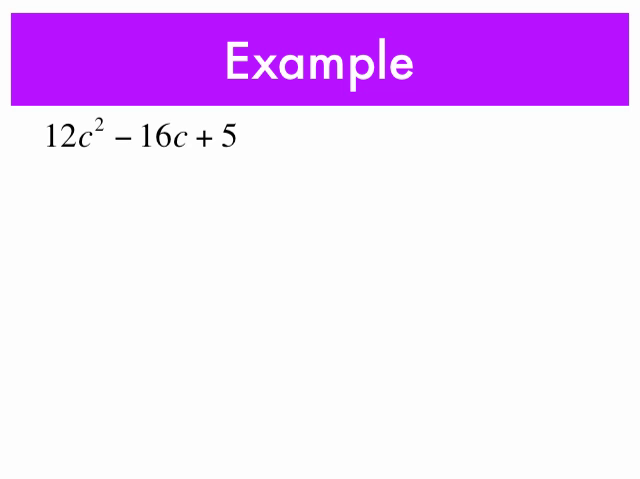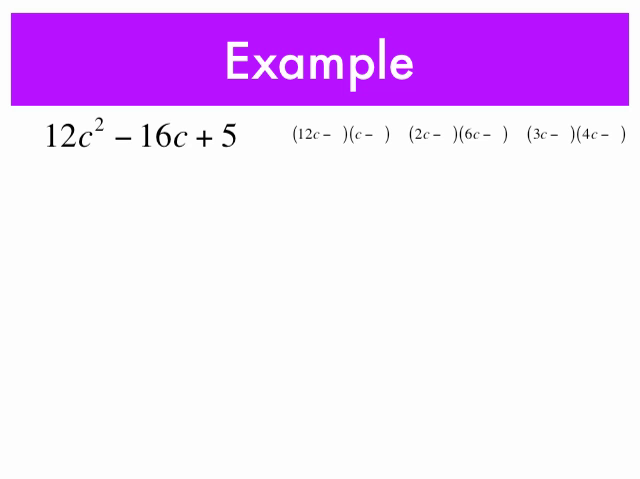Okay, we are down to our last 4 examples. First of all, is there a greatest common factor? No, there's not a greatest common factor. Look at the signs and tell me what they say. Well, since 5 is positive, it's either 2 positives or 2 negatives. Since 16 is negative, that means I have 2 negatives.